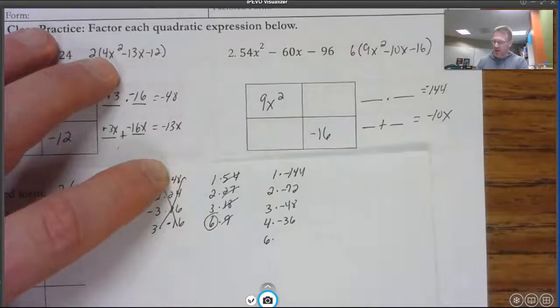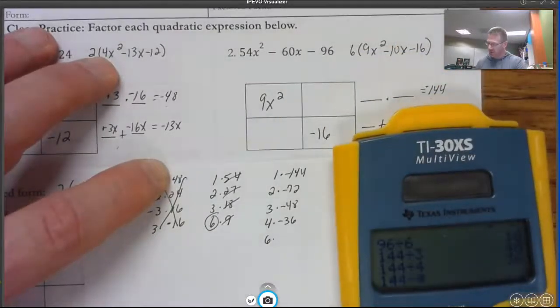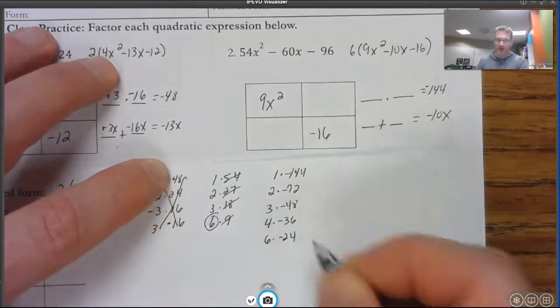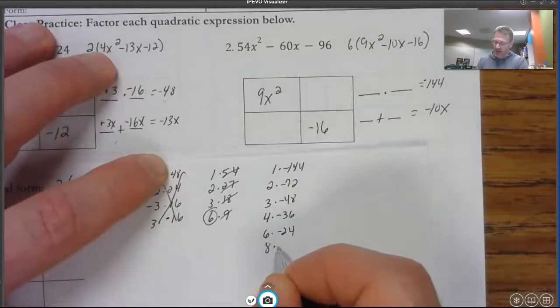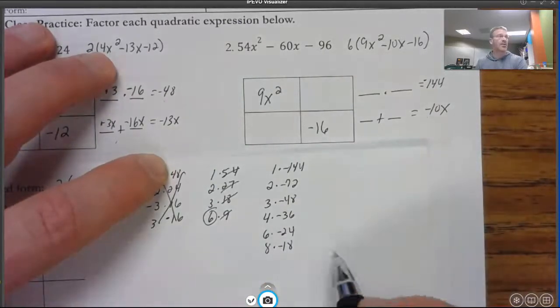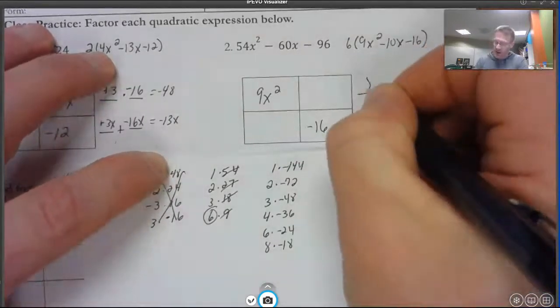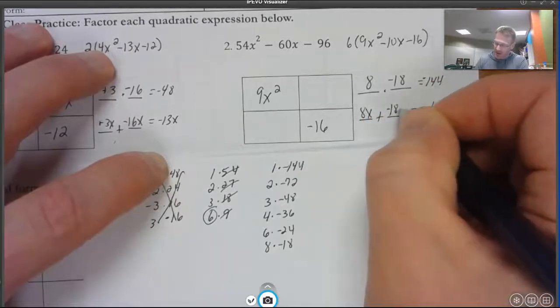Let's do 6 times. All right, so when I look at 6 into 144, 24. All right, that's negative 24, and that's negative 18. Okay, 7 does not go into 144. Let's try 8, and that's 8 times negative 18. And there we go. 8 times negative 18 is negative 10. So that's what we want. So 8 times negative 18, 8x, and negative 18x is negative 10x.